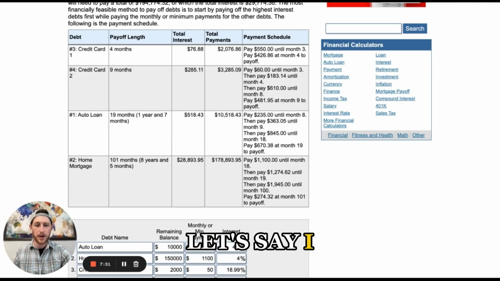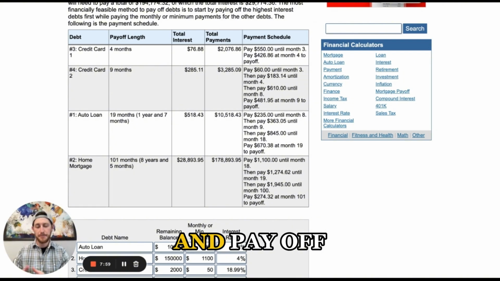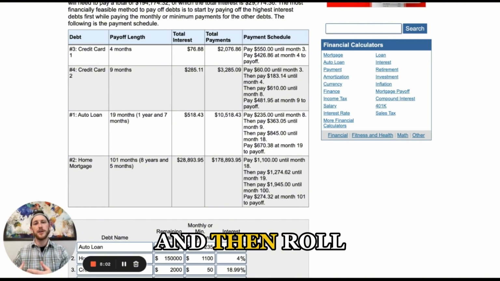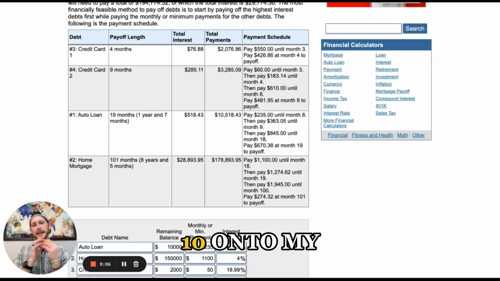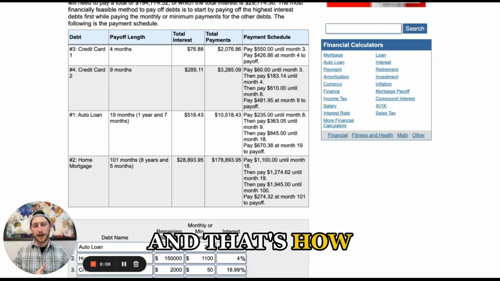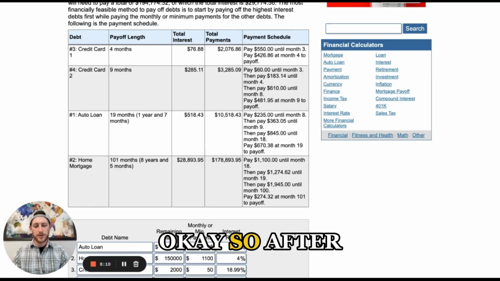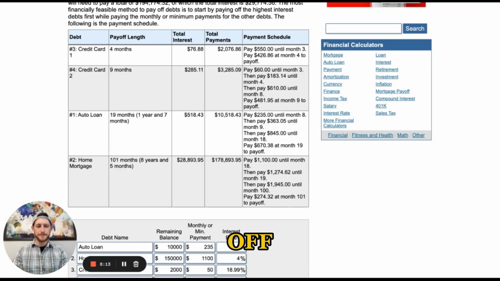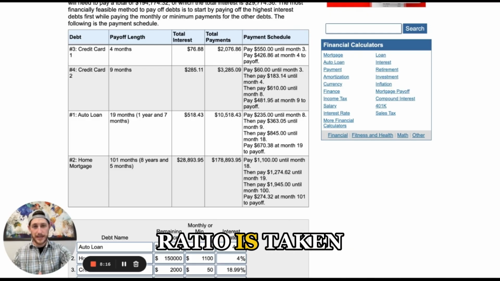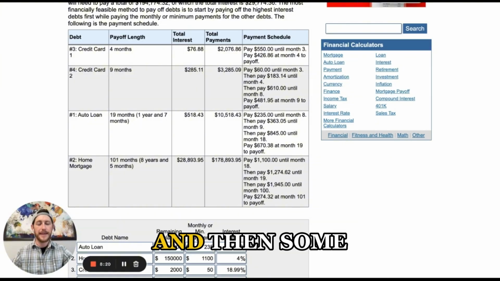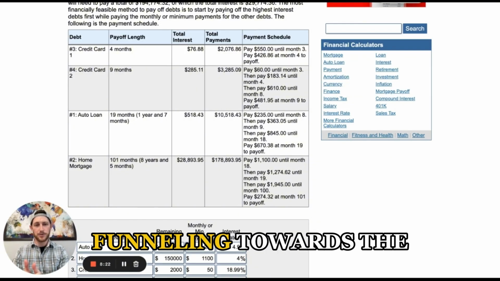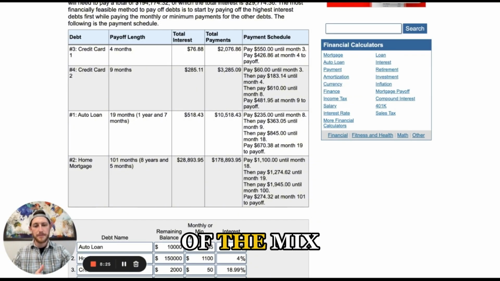Okay. So let's say I only need $500 of this to hit my future ratio. Then I'm going to take 110 and I'm going to put it on this debt and pay off the auto, and then roll that, the auto payment and that extra 110 onto my mortgage. And that's how I would determine that. Okay. So after the high interest debt is paid off, I'm going to make sure that my future ratio is taken care of and that I'm saving and investing what needs to be invested. And then some extra money in there, I can start funneling towards the debts. So that's kind of the mix that I would approach.